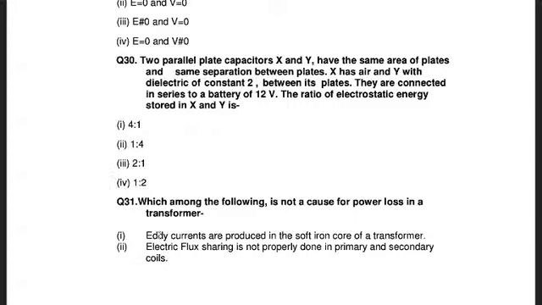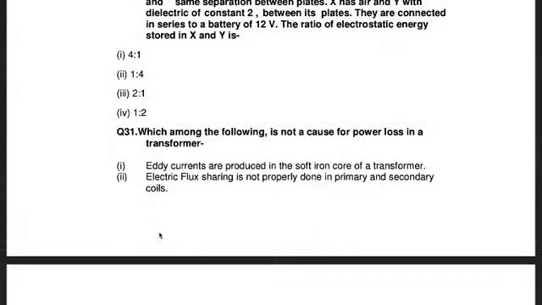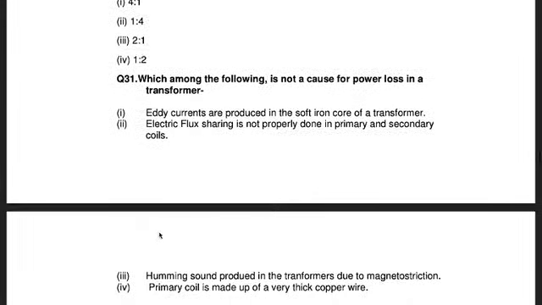Question number 31. Which among the following is not a cause for power loss in a transformer? Option 1, eddy currents are produced in a soft iron core of a transformer. Option 2, electric flux sharing is not properly done in primary and secondary coils. Option 3, humming sounds produced in a transformer due to magnetostriction. Option 4, primary coil is made up of very thick copper wire. Correct. The answer is option 4, primary coil is made up of very thick copper wire.